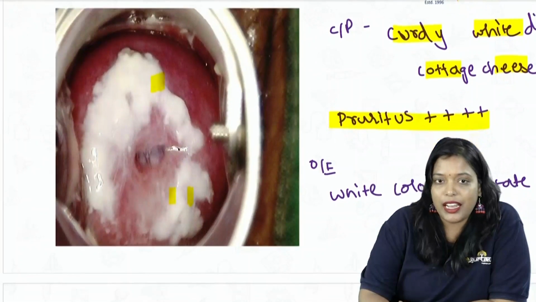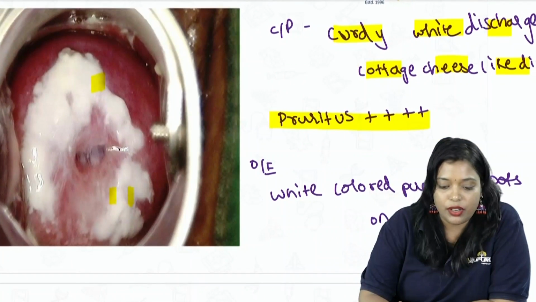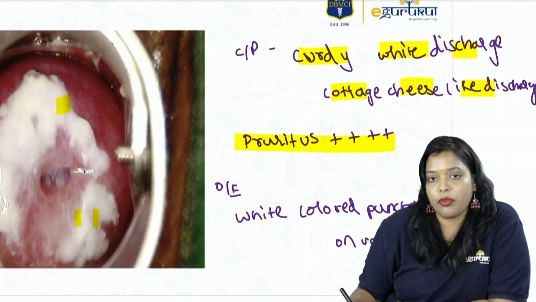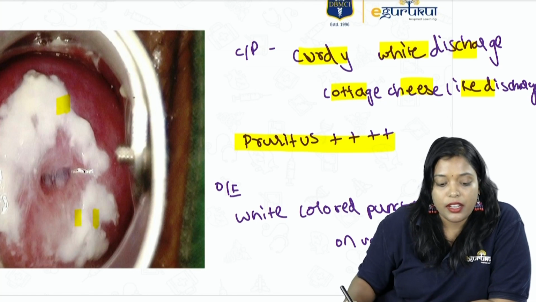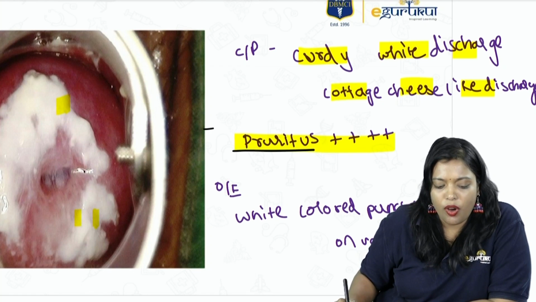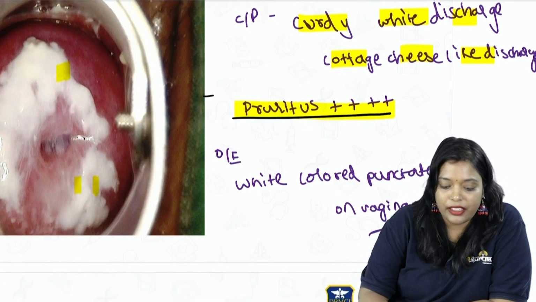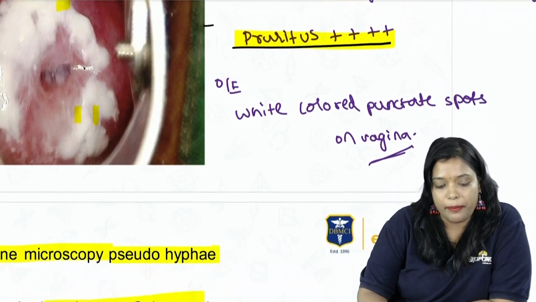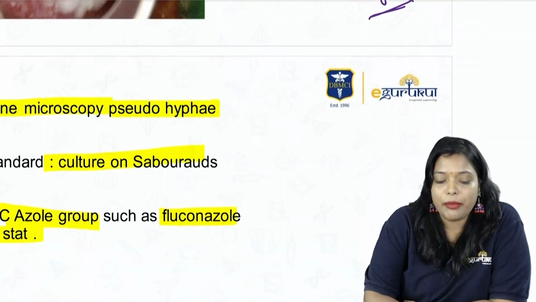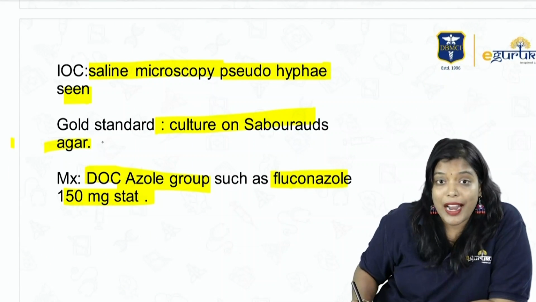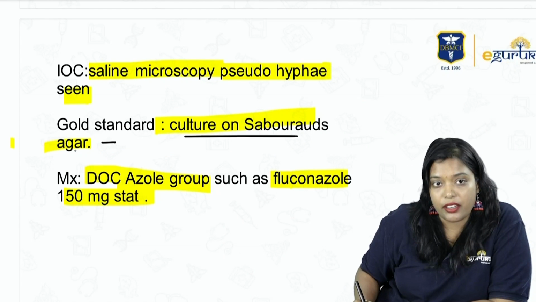This is the classical curdy white discharge, or cottage cheese like discharge, or paneer like discharge. This is the clinical picture. Pruritus will be present, with a lot of itching. On examination, we see white colored punctate spots on the vagina. On saline microscopy you will see the pseudohyphae. Gold standard is culture on Sabouraud's agar.